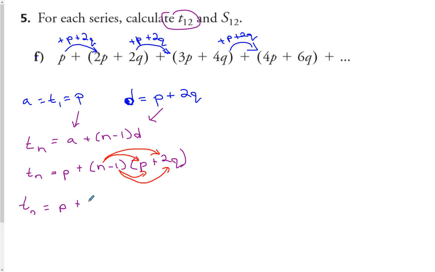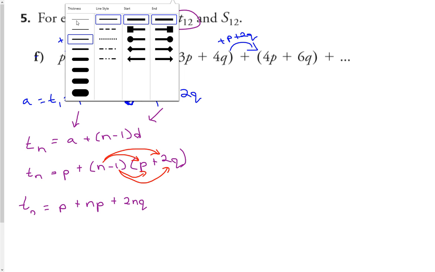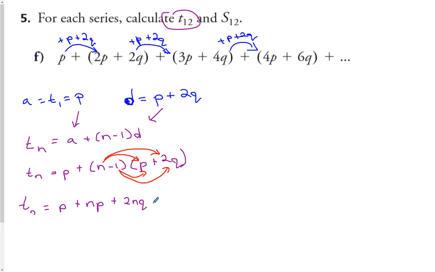Okay, n times p is np. N times 2q is 2nq. Now, I didn't have to put the 2 first, but that's normally how it's written, that we put the number coefficient first. The order of those really doesn't matter, but that's normally how we do it. Oh, I got a negative term next, so I better erase that. Because negative 1 times p is going to be negative p. Negative 1 times 2q is going to be negative 2q.